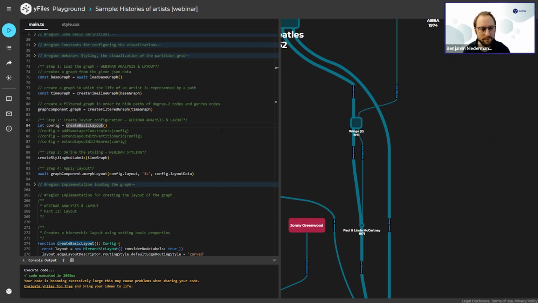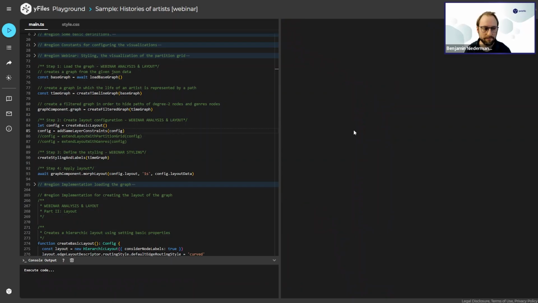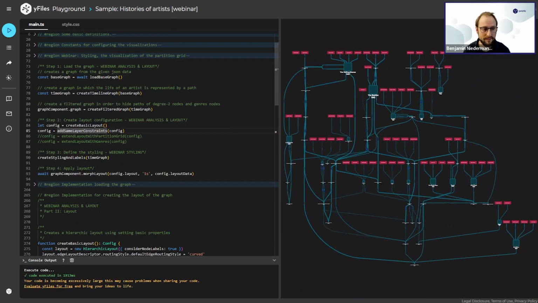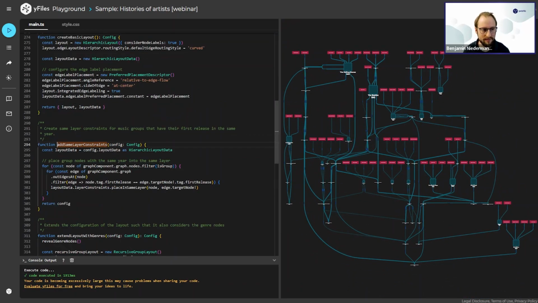So what I do first is introduce some same layer constraints, saying that groups that are connected and have the same year of the first release should be placed on the same layer, so should get the same y coordinates. What this does is it just configures the hierarchical layout, telling it in a very simple way how this should look.